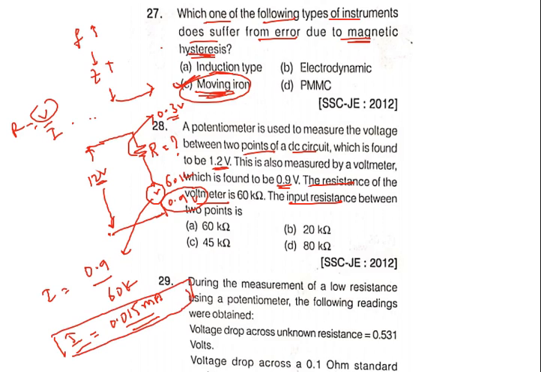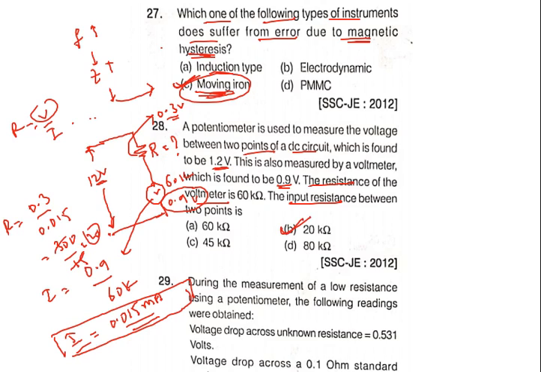With this we can substitute here 0.015. The resistance equals V by I. How much voltage? That is 0.3 by 0.015. Simplify this, multiply with 100 on both sides. What you will get? 300 by 15. 15 into 20 is 300, so you can get it. That is 20 kilo ohms is the input resistance.